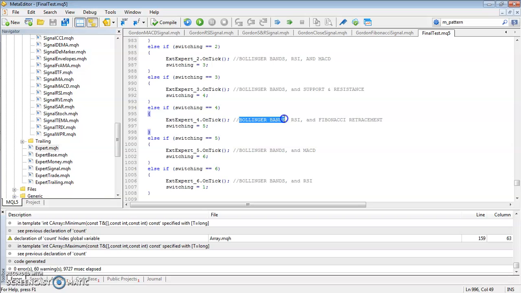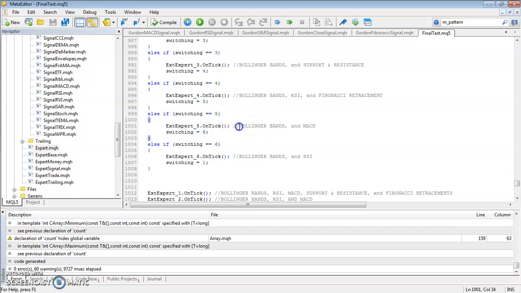Down here is a combination. So for expert 4 is Bollinger Bands, RSI, Fibonacci. So Bollinger Bands, RSI, and the Fibonacci retracement all together at the same time signal to open a trade, regardless whether MACD and support resistance don't. It will open a trade because it signals a strong signal to open.